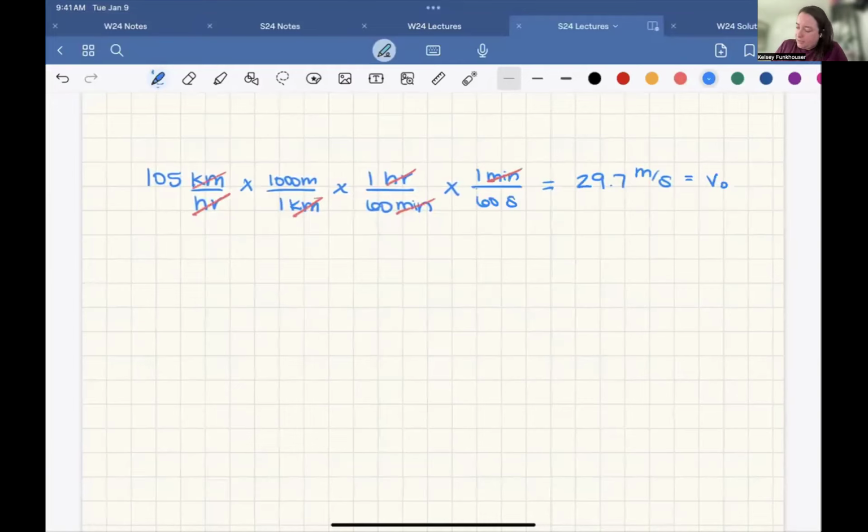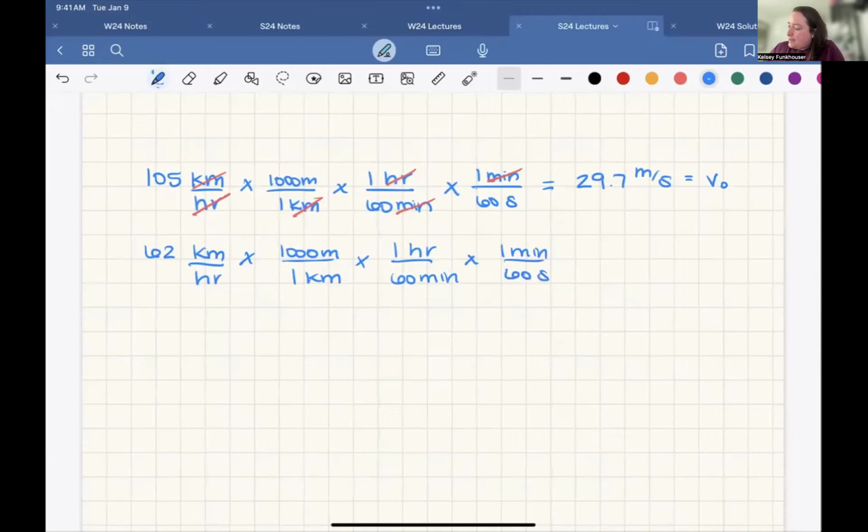And the final velocity, we do the exact same thing. 62 is the value though. Kilometers per hour, and then we just are converting the same way. So 1,000 meters per 1 kilometer. 1 hour is 60 minutes, and 1 minute is 60 seconds. And this gives us 17.2 meters per second for the final velocity. So now that we have those converted, we can do the acceleration.